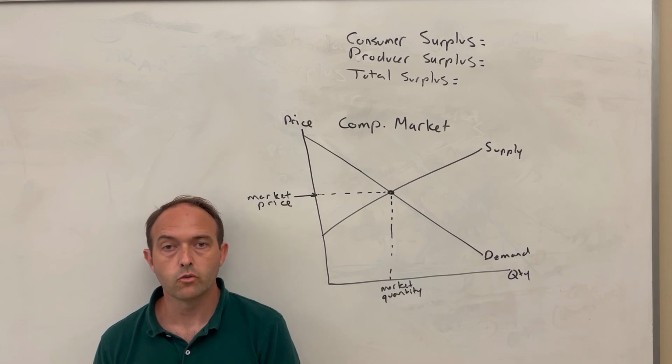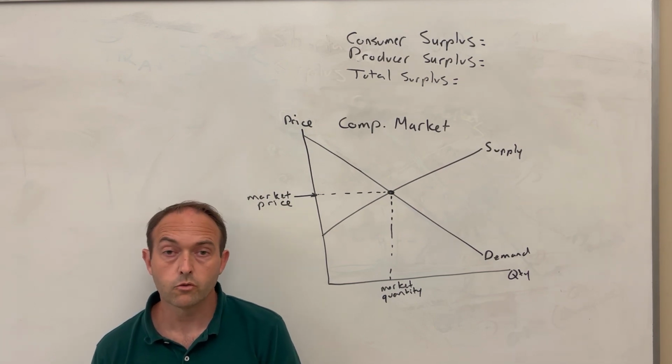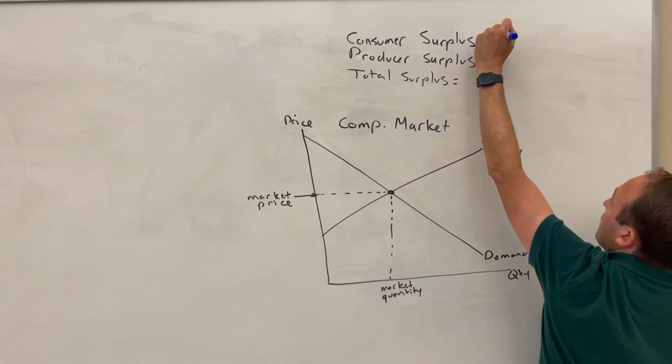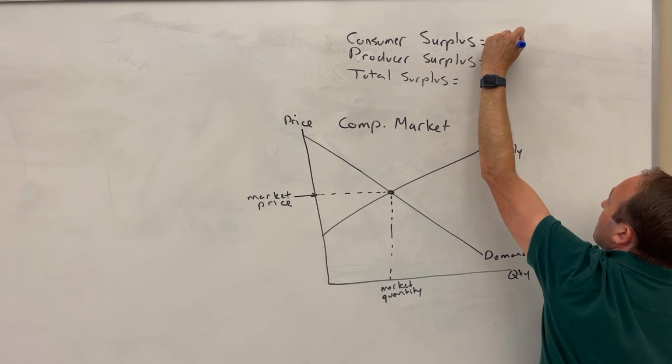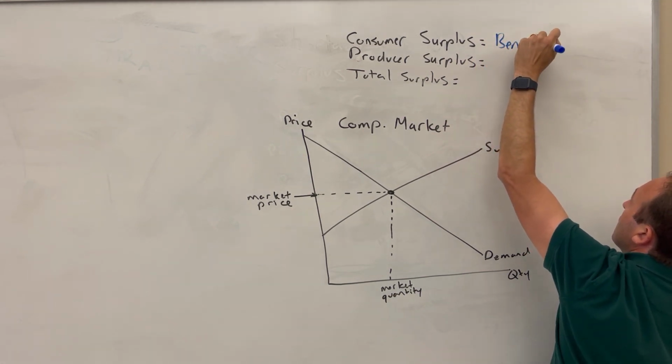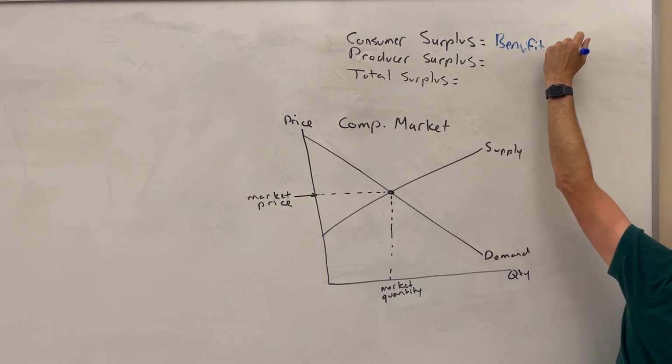So first, consumer surplus. Consumer surplus is a measurement of the benefit someone gets from consuming a product minus the price that they paid for it. So our formula, straightforward for consumer surplus, is equal to benefit minus price.